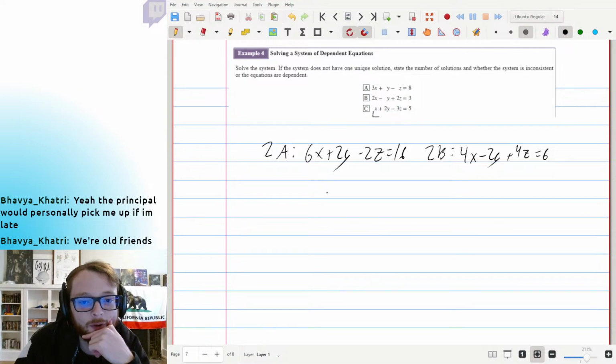We want to get rid of the y's. And so C has a plus 2y. So if I want to get rid of the y's from this thing here, I need to subtract off a C.